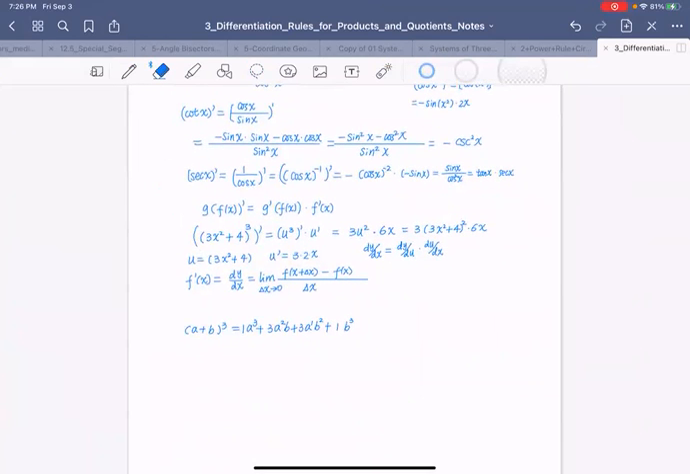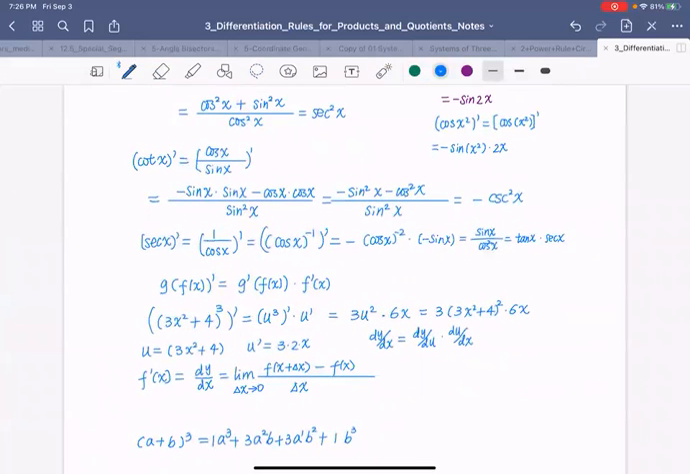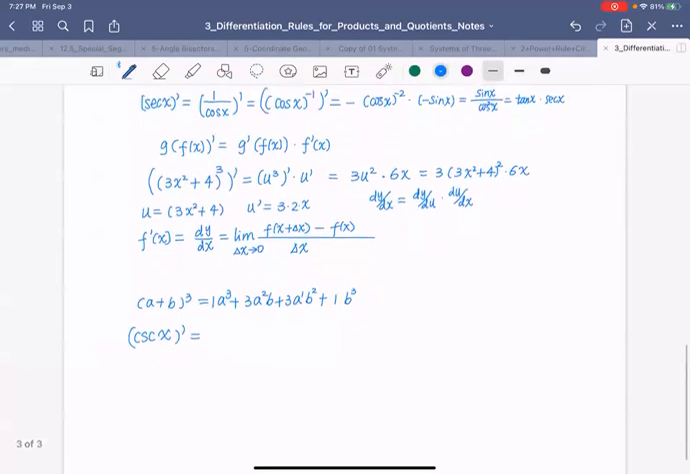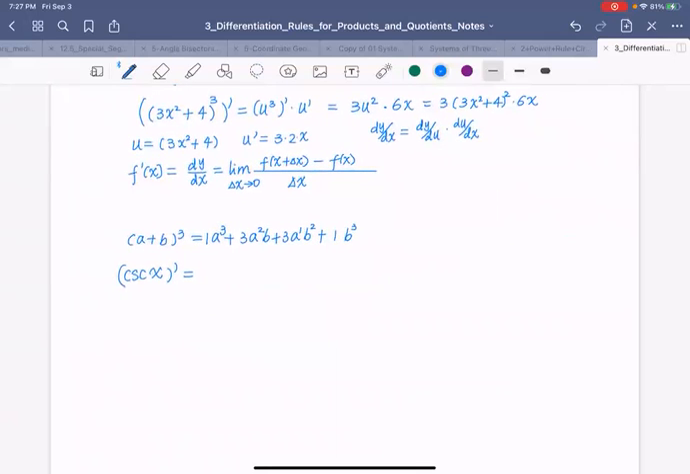This is secant x. Let's do the cosecant x. Olivia, let's do this one. Okay. So cosecant x is 1 over sine x, with sine x to the -1 power.